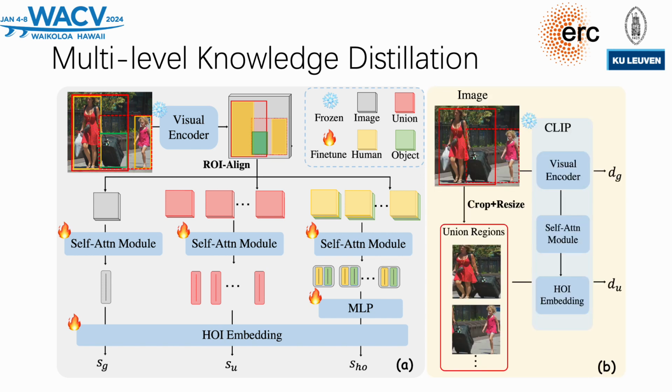Besides, we use the scores from CLIP as supervision for model learning, where we use image scores for the learning of the global image branch and human object branch, and the union scores for the learning of the union branch. Please read our paper for more details.